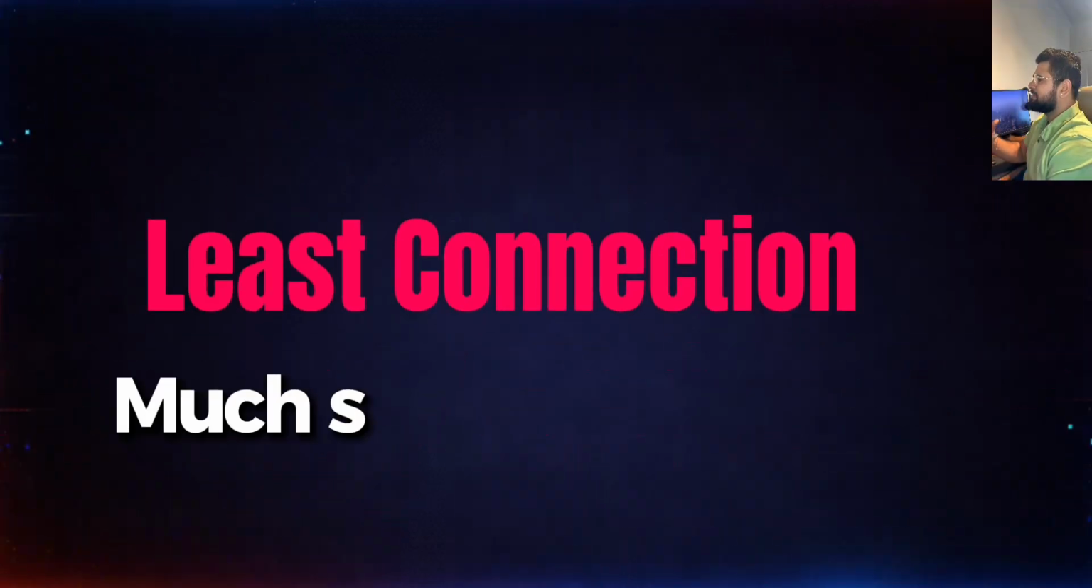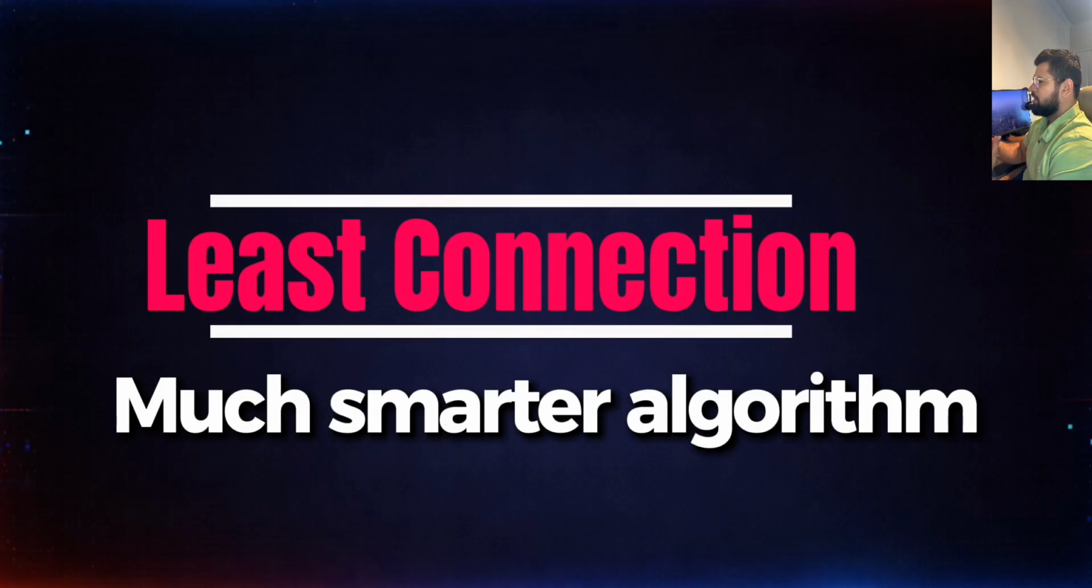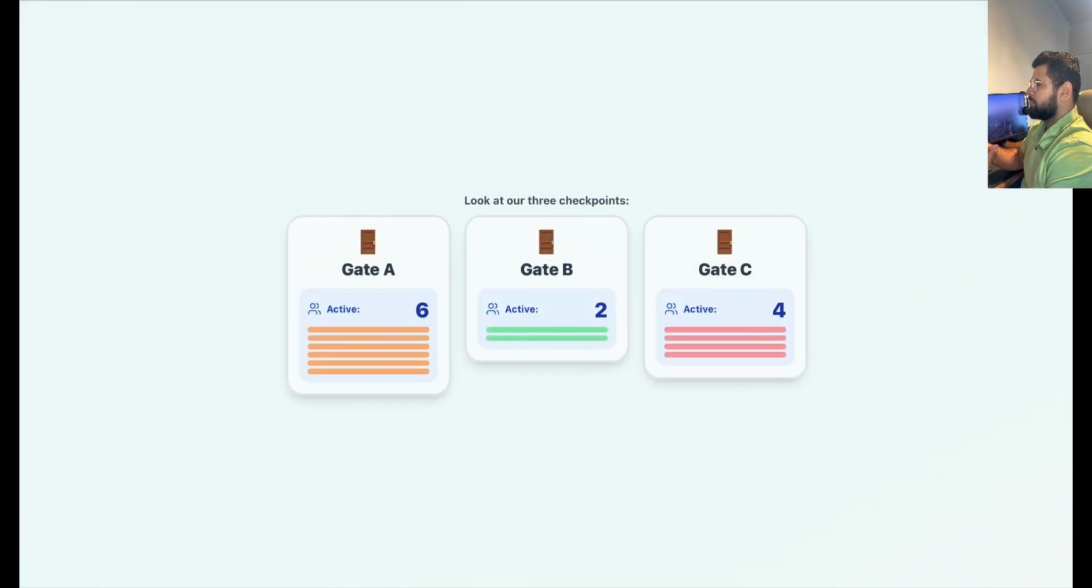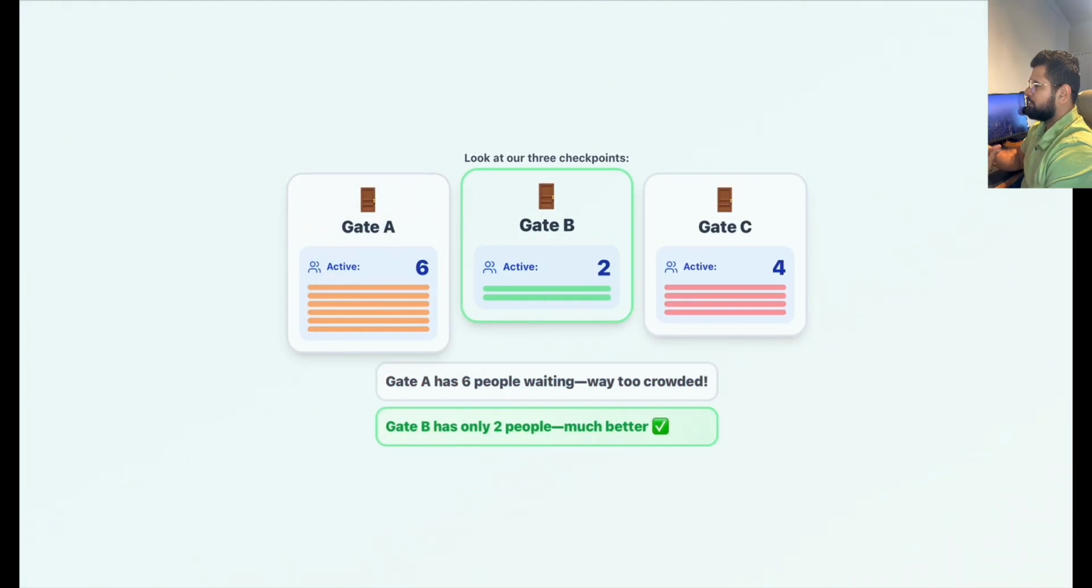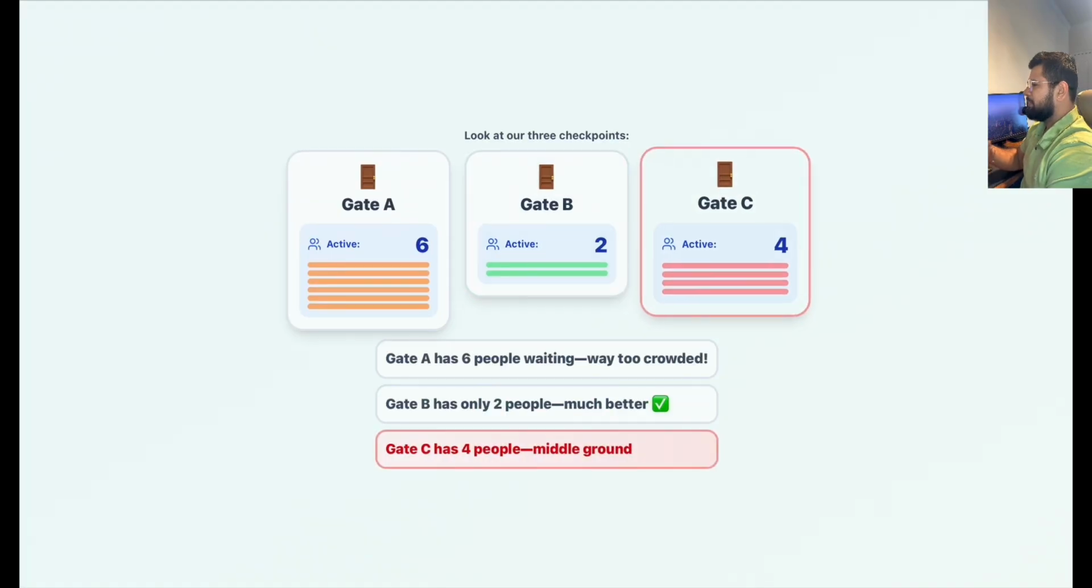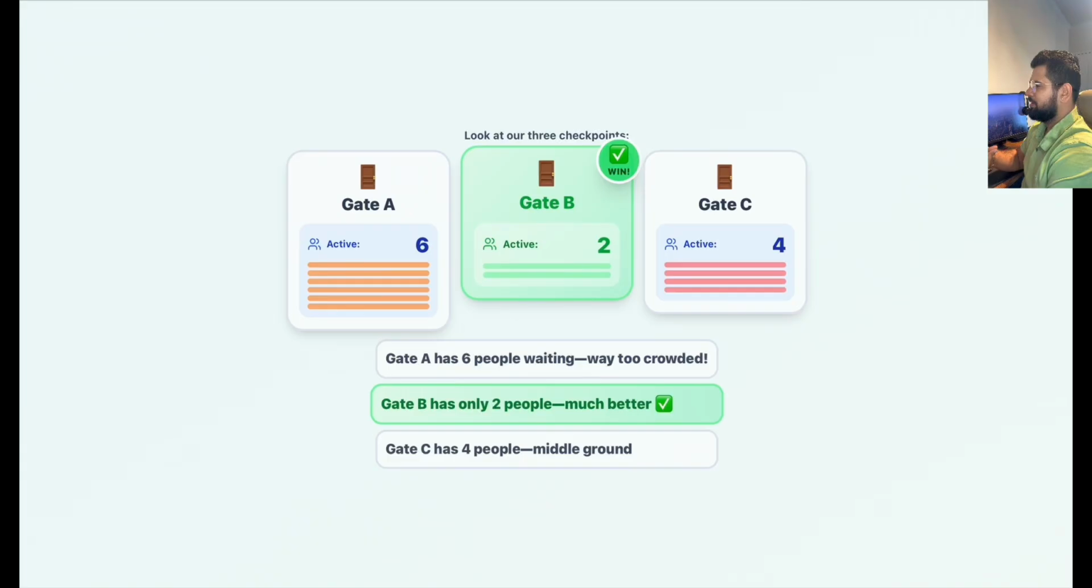Let's dig into the least connection algorithm now. Now we are getting smarter. It's a dynamic algorithm that actually pays attention to what's happening. Look at our three checkpoints. Gate A has 6 people waiting, way too crowded. Gate B has only 2 people, much better. And Gate C has 4 people, middle ground.